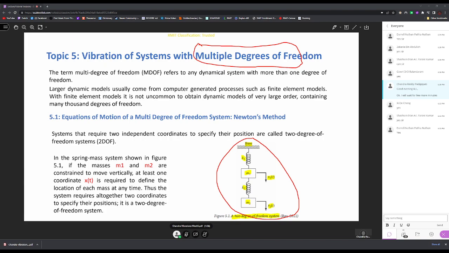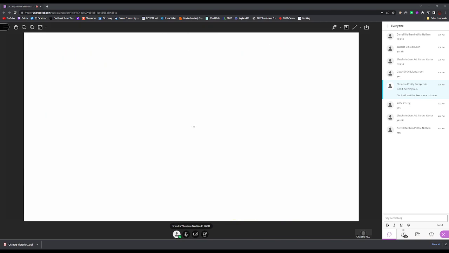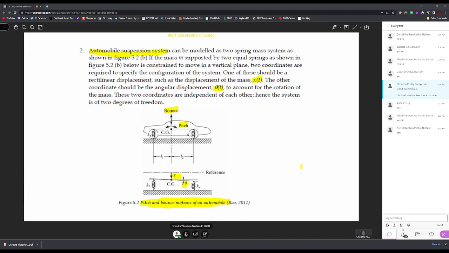When we write the equations of motion, one will be in terms of the forces acting on m1 and another one in terms of the forces acting on mass 2. So we need to derive two equations of motion. That is because this is a 2-degree of freedom system. All right, so then we'll see another example here.